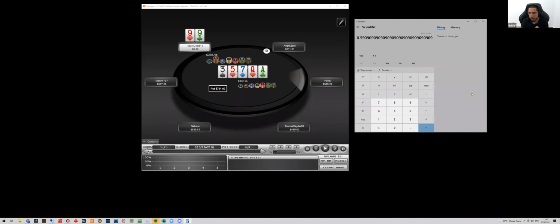Does it have something to do with flush draws? No, it doesn't have to do with flush draws.